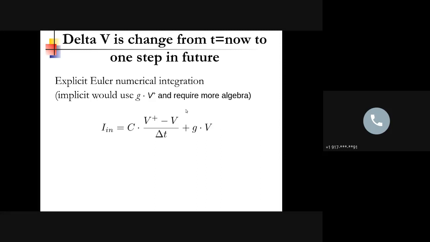And what I've represented here is the simplest kind of integration, which is called the explicit Euler numerical integration, invented by Dr. Euler in the 16th century, maybe. Please correct me. If you were doing implicit Euler, instead of having the V here, you would put a V plus here, and the algebra would be slightly more difficult. And that's also in my textbook, we go through that.